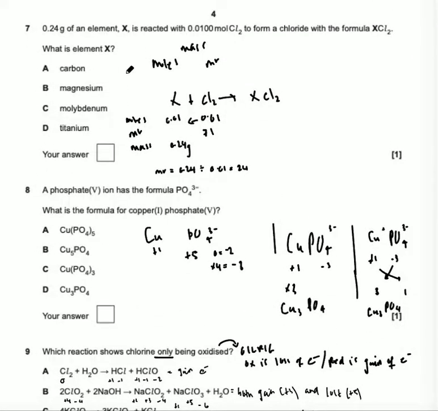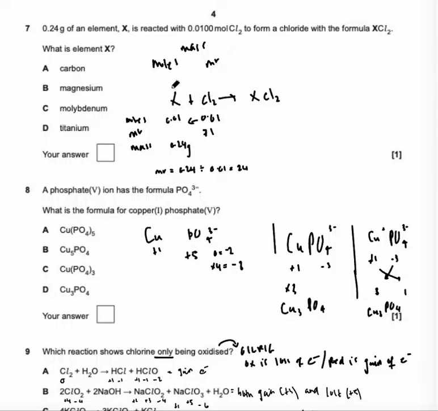0.24 grams of an element X is reacted with 0.01 moles of Cl2 to form chloride with the formula XCl2. What is element X? Okay, so we know elements, we can distinguish elements because of their Mr, and we know this equation as moles is mass over Mr. So let's see what we have and what we can use to work out.